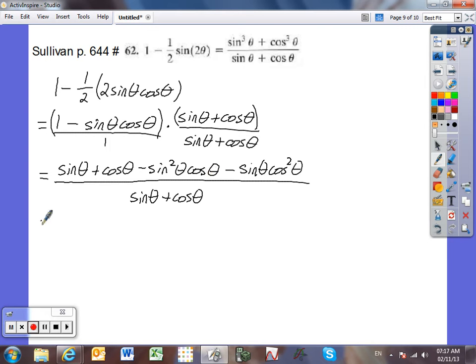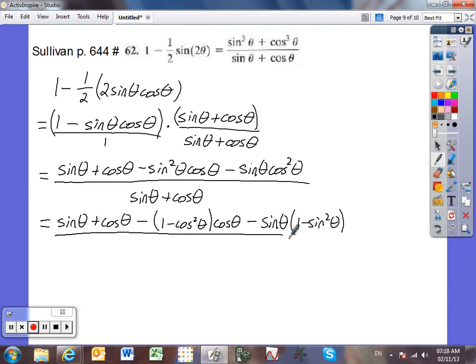So let's give that a try. So I can't do anything with the sine and the cosine, but I'll change my sine squared into a 1 minus cosine squared, and I'll change my cosine squared into a 1 minus sine squared.